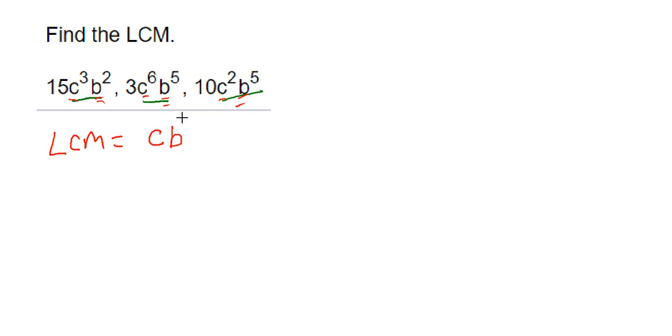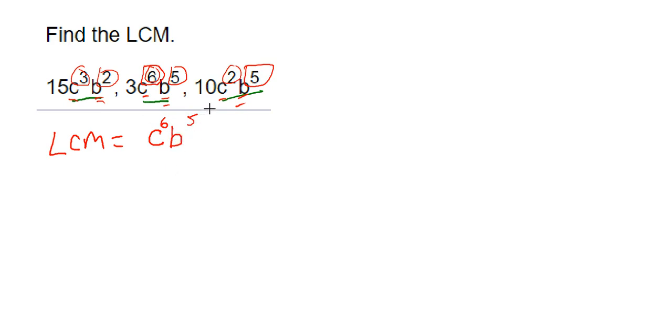And then you raise each one to the highest power that occurs. So for the highest power of c, we have 3, we have 6, and we have 2. The highest power is 6. And so that's the power that I want to use in my LCM. For b, we have 2, we have 5, and we have 5 again. The highest power would be 5 in that case. And so for the variables, that's the least common multiple.